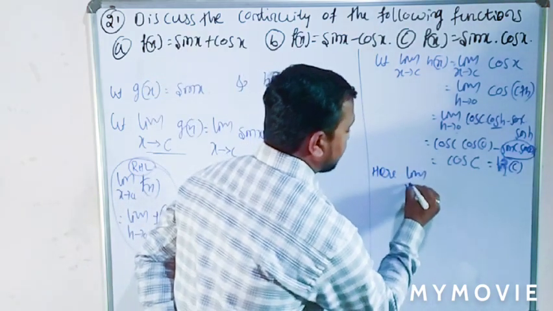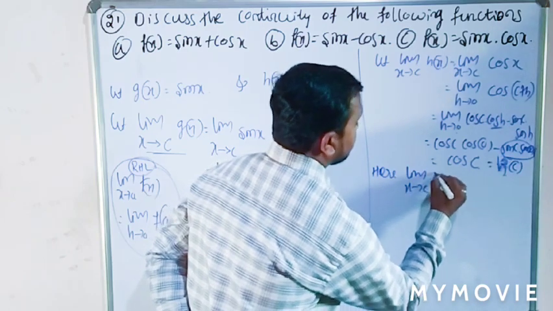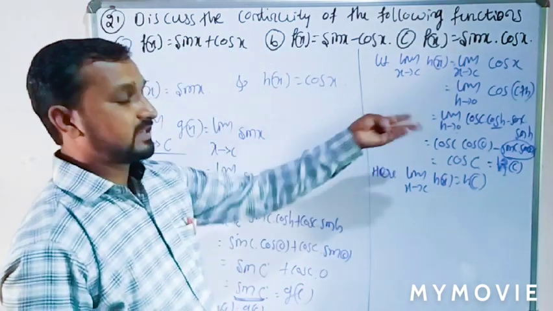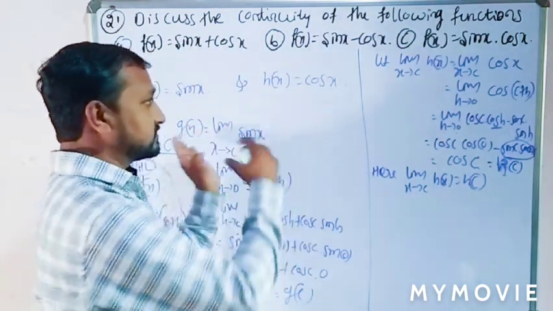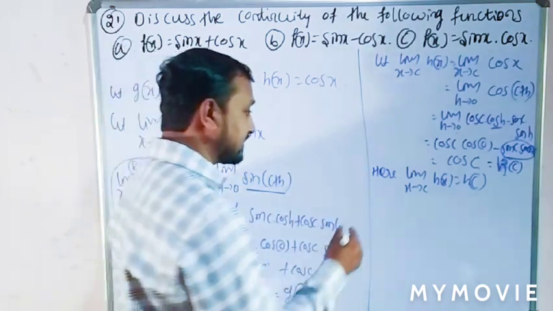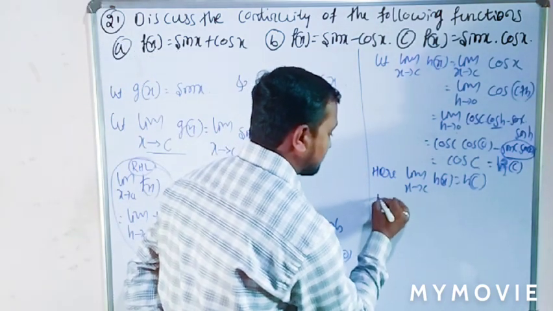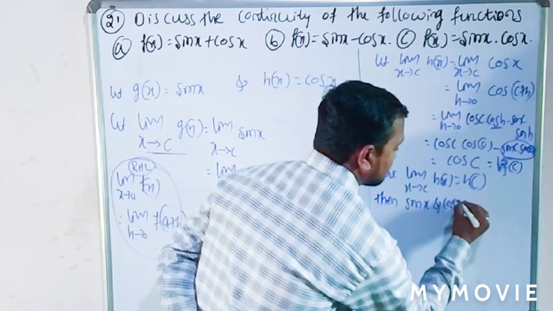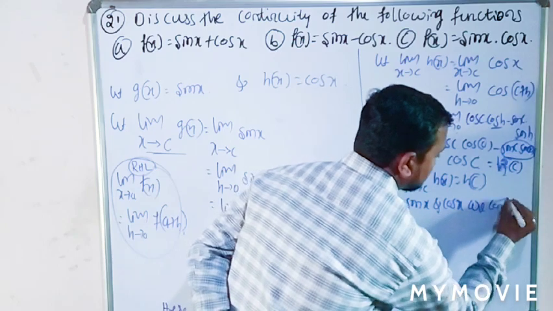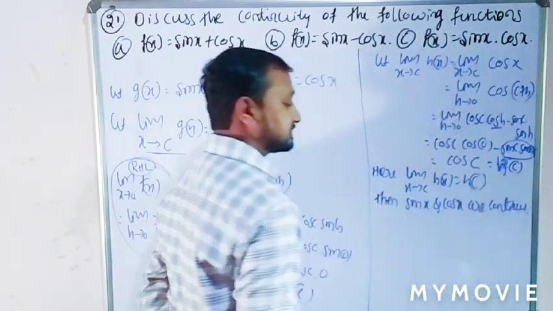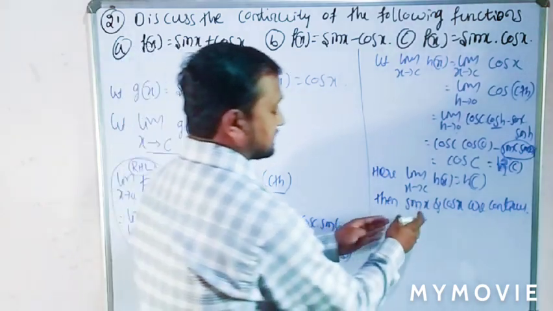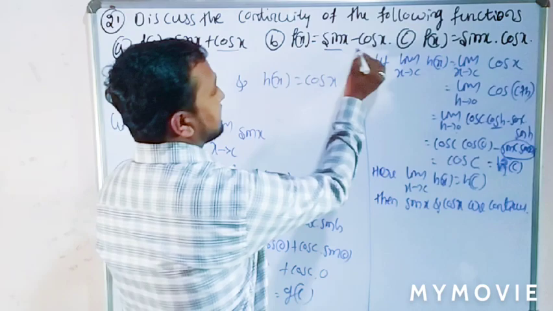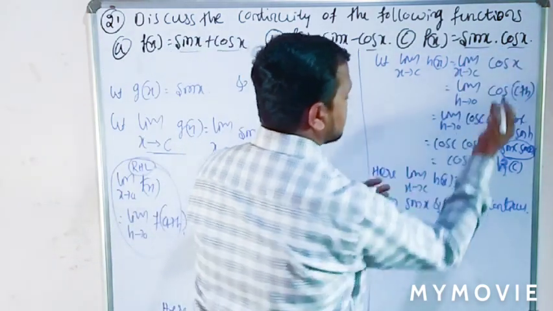The limit as x tends to c of h of x is equal to h of c. So the cos function is continuous, either by using the graph or by using this method. Here sin x and cos x are continuous, so automatically sin x plus cos x is continuous, sin x minus cos x is continuous, and sin x into cos x is also continuous.